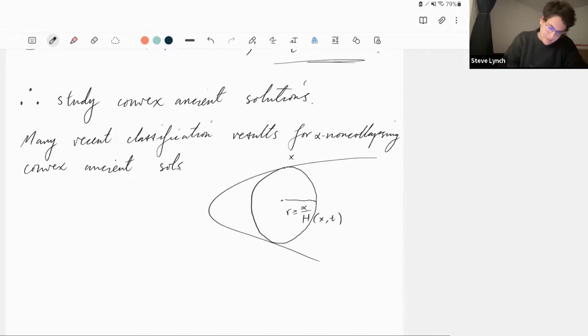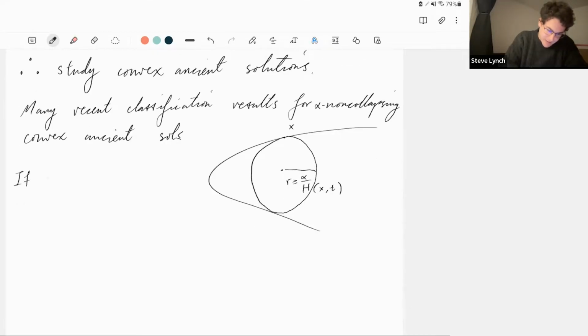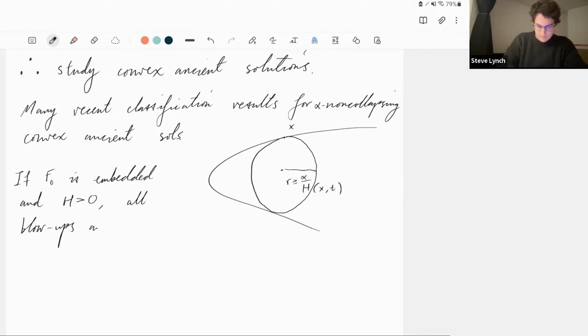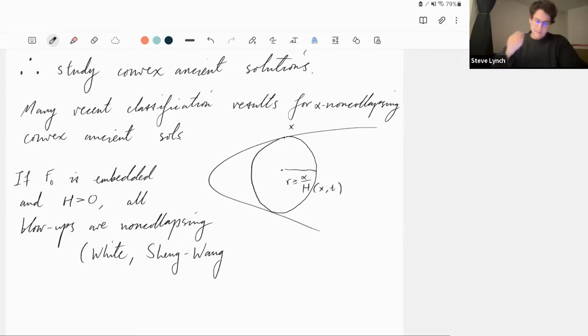So this is an extremely useful condition, and it is indeed satisfied for blow-up limits of the flow in a number of situations. So for example, if F0 is embedded, and H is positive, then in fact all blow-ups are non-collapsing. And this was first proven by White, and then proven in a different way by Sheng and Wang. Both of these approaches really use blow-up arguments and the convexity estimate, but there's another approach by Ben Andrews, which is purely by the maximum principle.